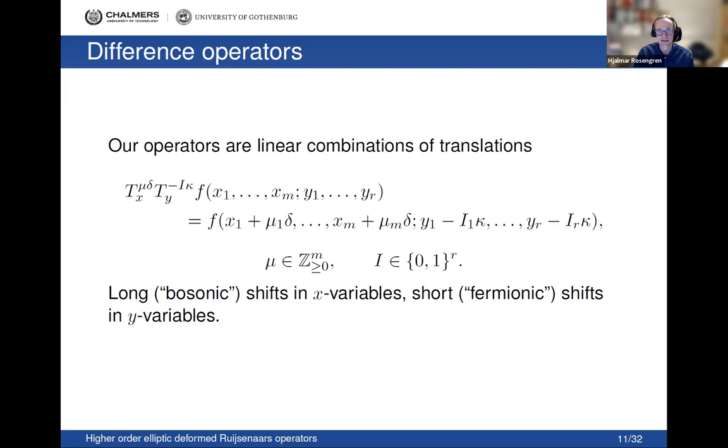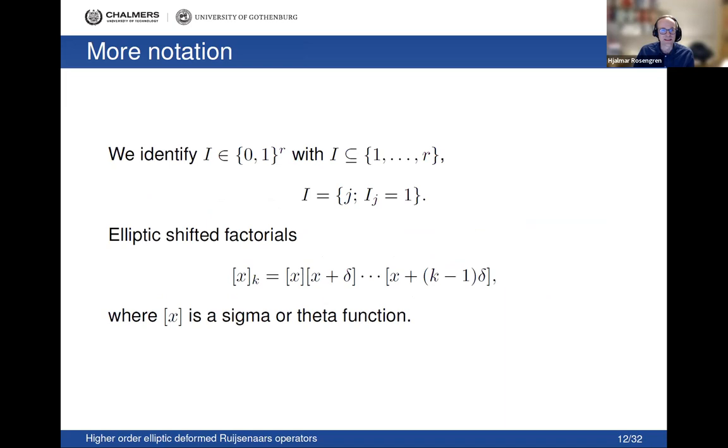So maybe this reminds you of bosons and fermions. I'm not claiming that it's really a model for bosons and fermions, but the shifts in the X variables kind of stack up like bosons, but in the Y variables, either you shift or you don't. So that's something that looks more like a fermion. So the operators will be some combinations of these translations. Before I can write them down, I need some more notation. This is standard: I have these sequences of zeros and ones, and I will identify them with sets in the standard way, and move back and forth between sequences and sets.